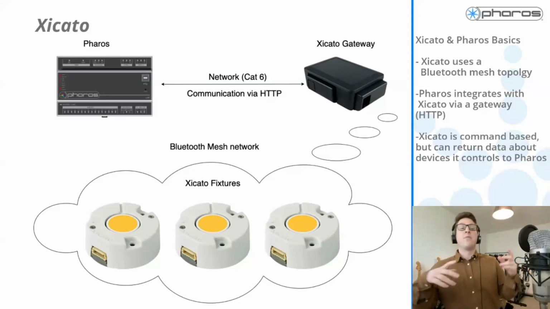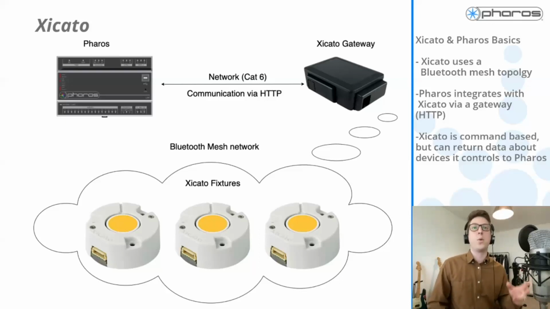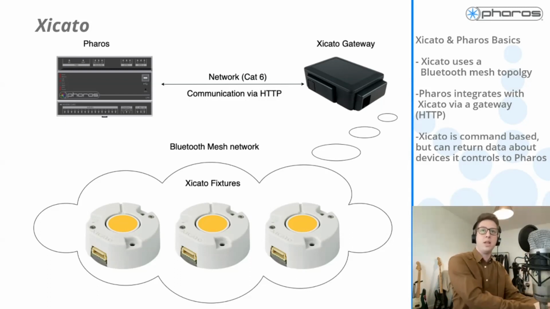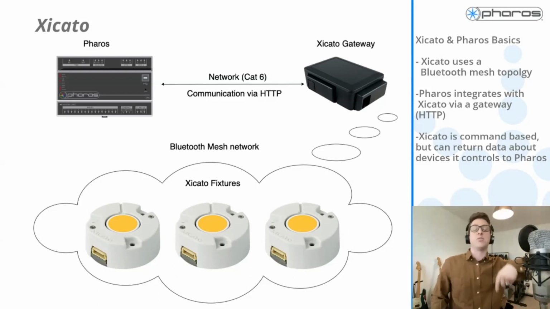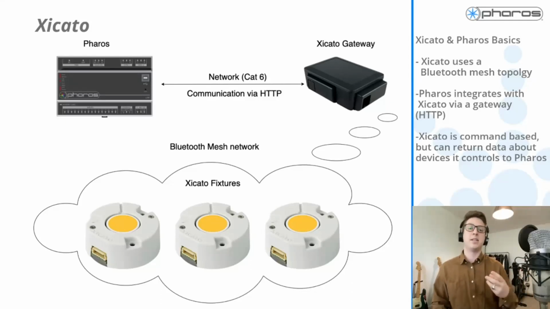Now, Pharos does not support Bluetooth at all. We will need a gateway between us and the mesh network. We send HTTP commands to the Cicato gateway. The Cicato gateway then just relays that information on to the rest of the network. The communication between the gateway and Pharos, as I've said, is HTTP. So you will obviously need a computer network, a Cat6 style network. But also the HTTP request, as well as commanding the system, can also be used to retrieve data back from the system. So we can query the system, get information back from, say, Lux sensors, and then use that data to then obviously run a new routine within Pharos.